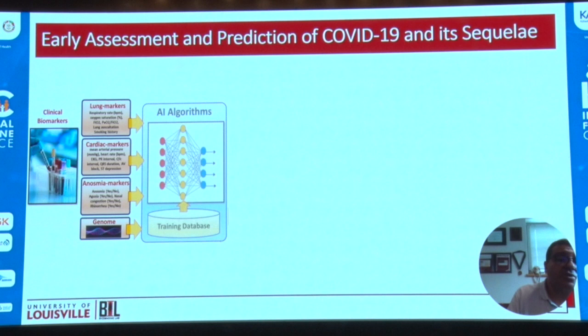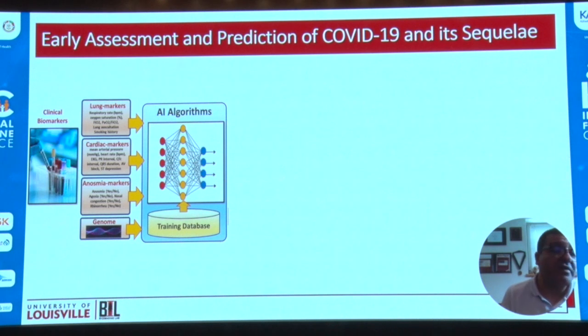The second project we started when COVID started. We have the CT and the X-ray for the people, and the health insurance company told us the main problem right now: we don't know how to manage COVID-19 patients, especially after they get out of the hospital.